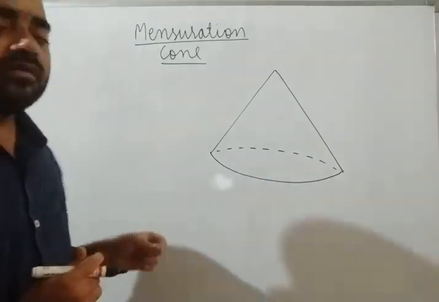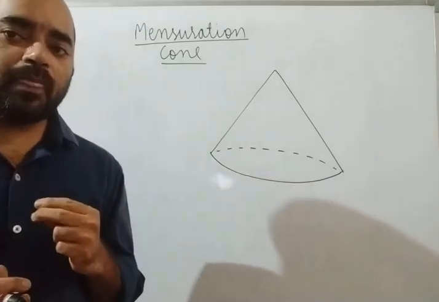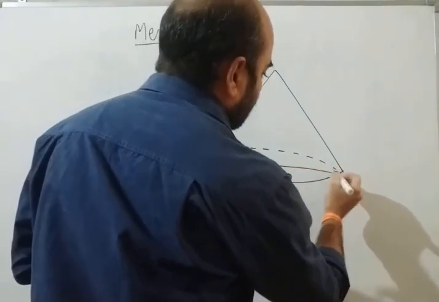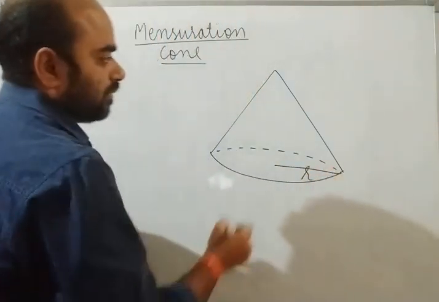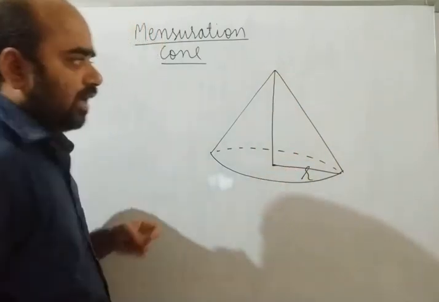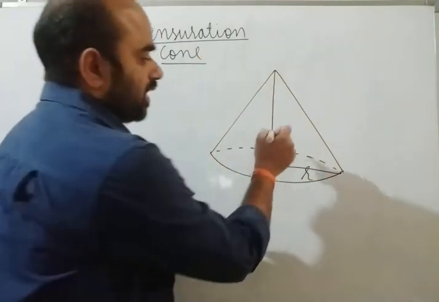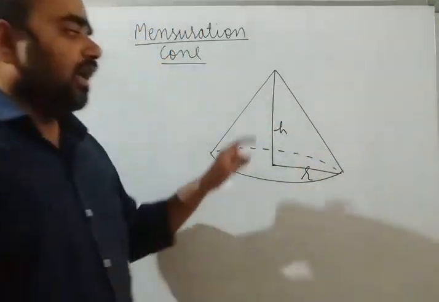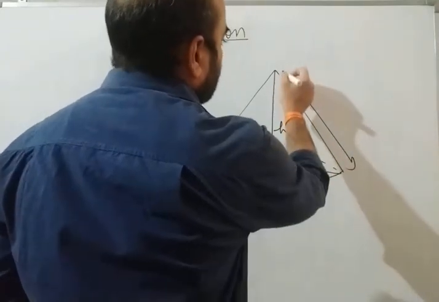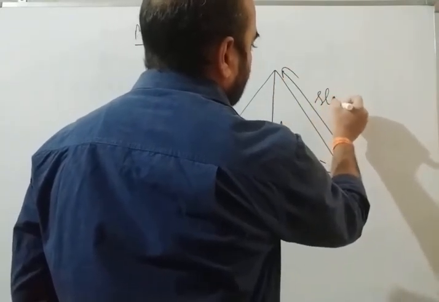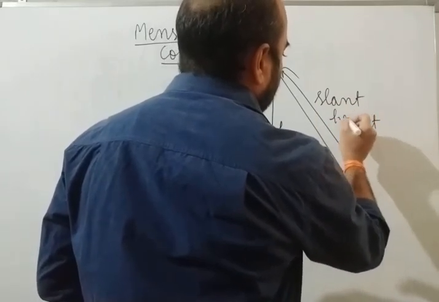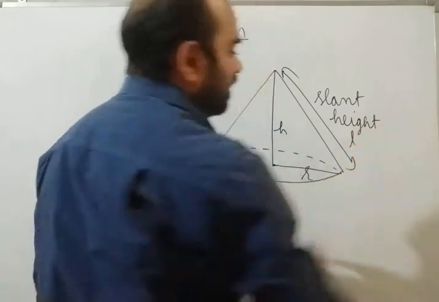So in a cone we have three dimensions. One is the radius of the circular base. Another one is the distance between the vertex and the center of the circular base, that is height h. In a cone another height is also there, that is the slant height, that is represented by L.